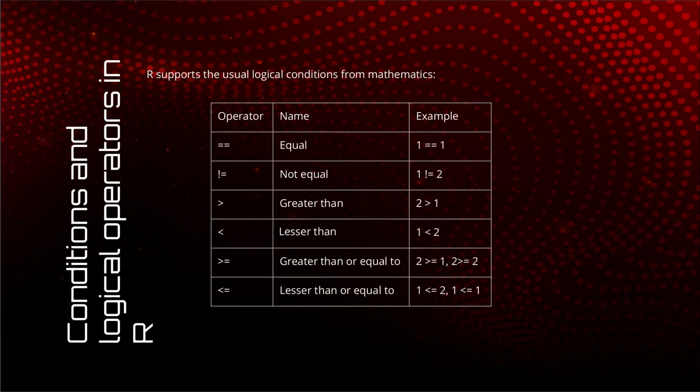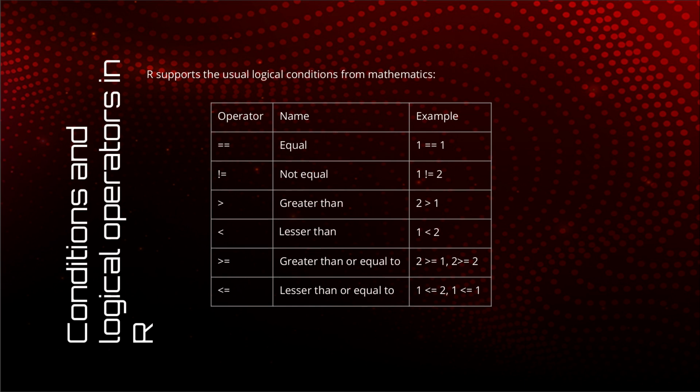First of all, before talking about if-else conditions, it is important to talk about conditions and logical operators in the R programming language. So there are 6 basic logical operators, logical conditions supported in R. These are the same as you would find in mathematics.